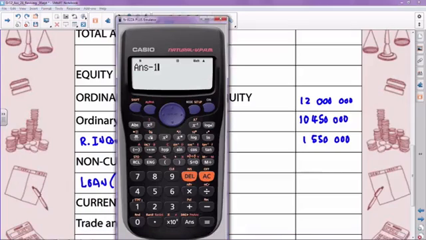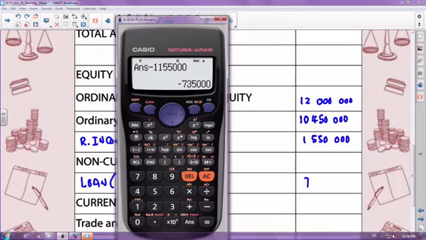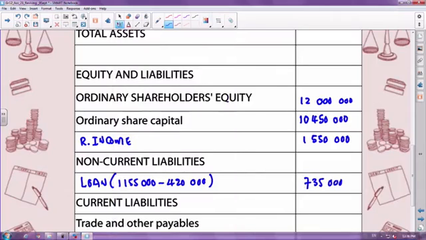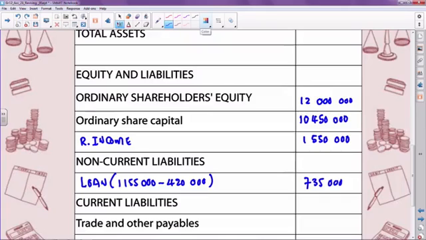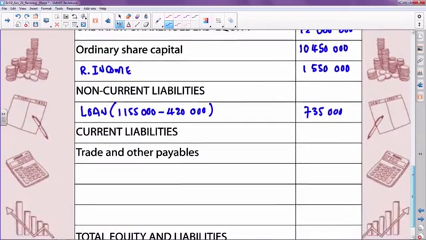Minus 1,155,000, and that figure is 735,000. So there's your loan figure, 735,000. At the same time, what you need to do is take the 420,000 rand and put it here as your short-term loan, or the current portion of the loan, an amount of 420,000. All right, loan done and dusted.